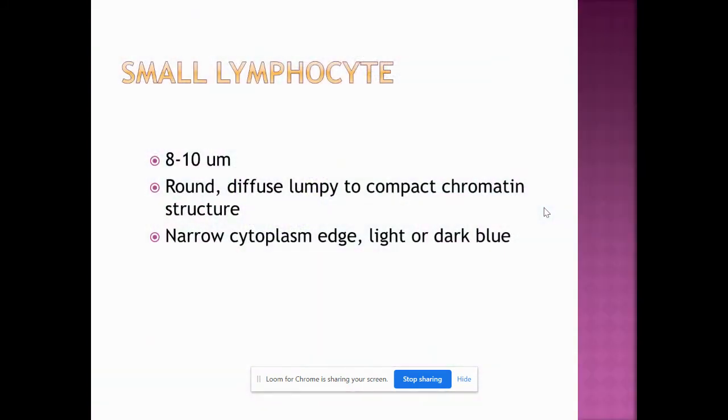Next, we have small lymphocyte. A small lymphocyte has a size of 8 to 10 micrometer in diameter. The chromatin pattern or structure is usually round or diffusely lumpy to compact. Its cytoplasm area or edge is narrow compared to the large lymphocyte. So the large lymphocyte, its cytoplasm area is wider compared to the small lymphocyte. And the cytoplasm color is usually light or dark blue.